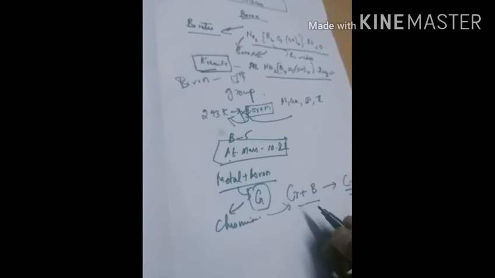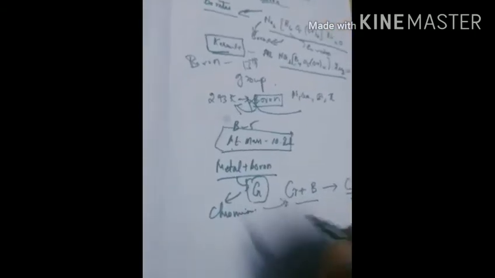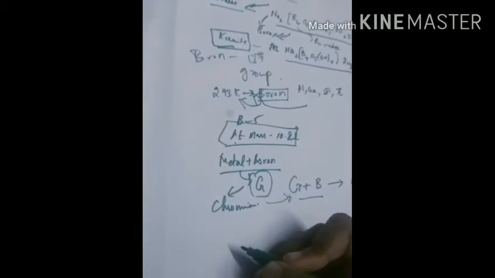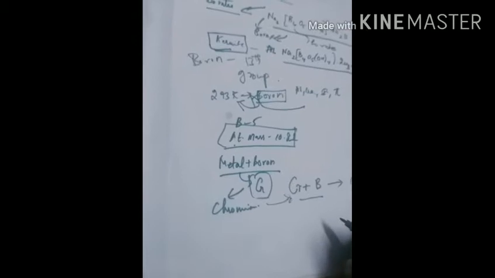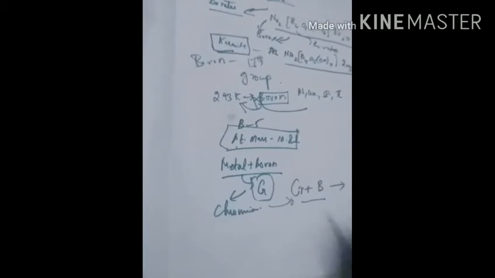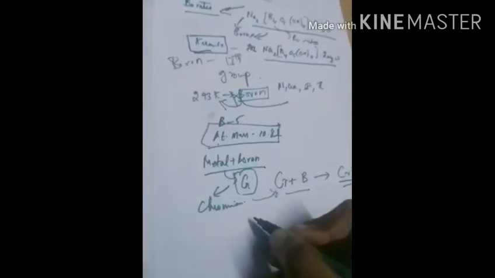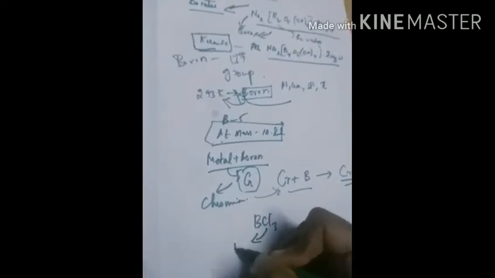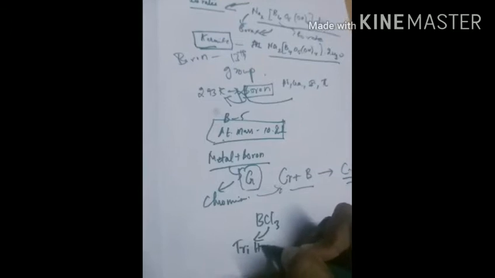Next, if you put any trihalides of boron, they will easily reduce. If you add a metal to it, it will easily reduce and separate the boron. For example, I am taking this trihalide. What is a trihalide? We have to know about that first.